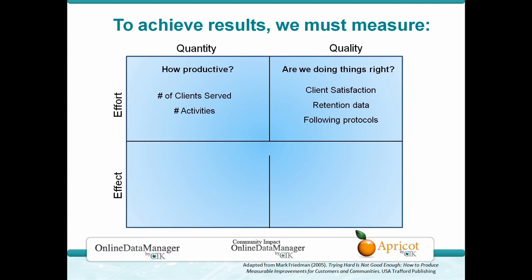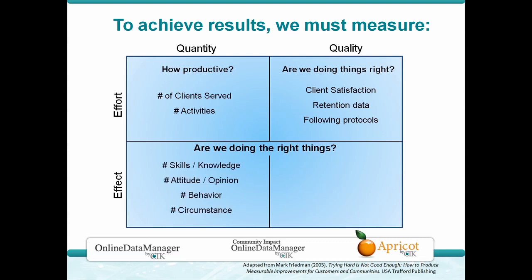So this, again, the second one is quality and effort, which answers the question, are we doing things right? But again, that doesn't really tell us whether we're making a difference in the community. And that's why the third question is so important, and that question is, are we doing the right things? Are we doing activities that do in fact change behavior, attitudes, knowledge, or conditions? Are we doing the right things?